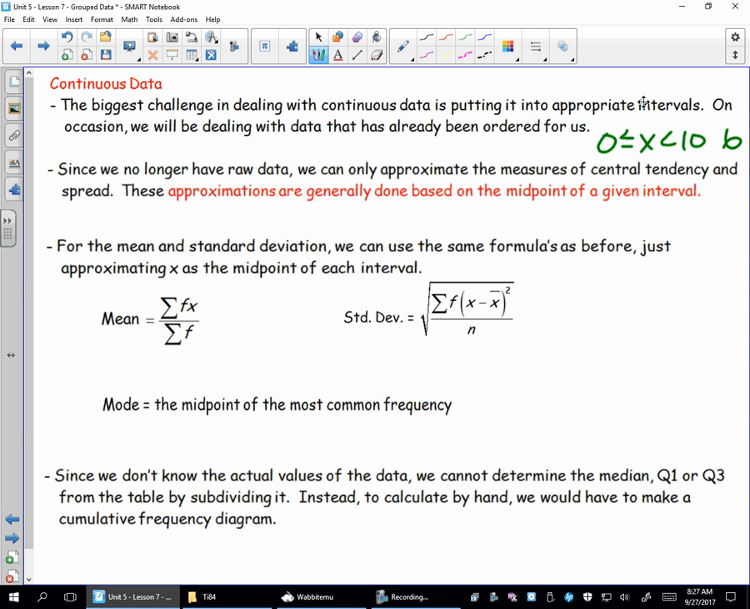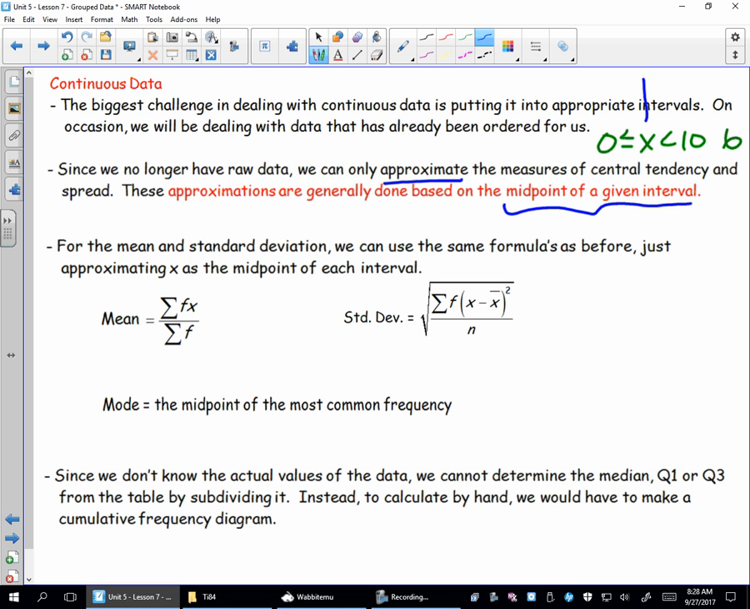So I don't have raw data anymore. Every time I want to do a calculation now, I can't get the exact answers. I can make really good approximations, pretty good guesses of what the answers are going to be, but my answers are only that, guesses. Okay? So we're going to approximate central tendency and spread. And we're going to do that based on the midpoint of the interval.